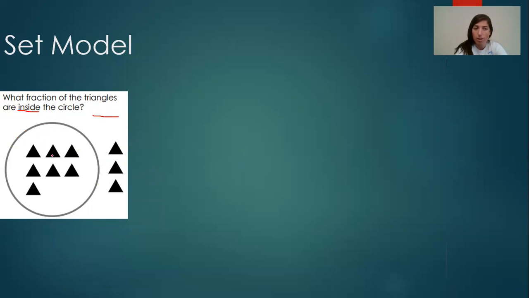So again, okay, we can start with our denominator. 1, 2, 3, 4, 5, 6, 7, 8, 9, 10 triangles in total. The denominator is the total number, whether it's equal pieces in the shape, pieces in the set, whatever it's asking of you, that is your denominator. Now it's asking for what is inside the circle. Let's count again just to be sure. 1, 2, 3, 4, 5, 6, 7 tenths is the answer to this question.